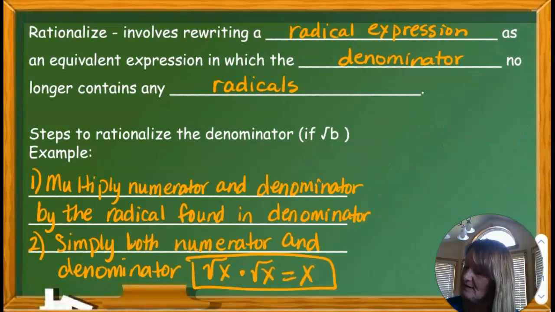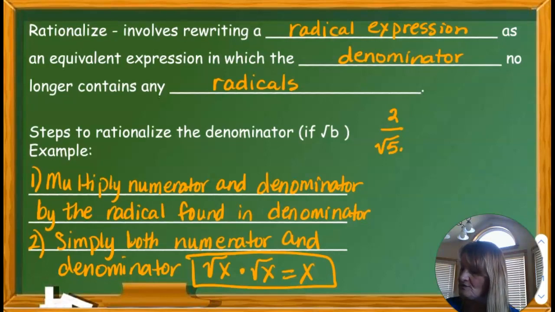Okay, so let me give you another example. How about if I have 2 divided by the square root of 5? So take a minute. How would you do 2 divided by the square root of 5? So hopefully you think, well, I need to multiply both the numerator and denominator by the square root of 5.